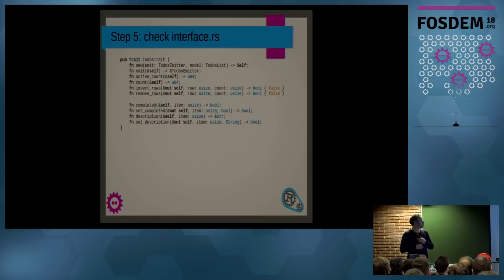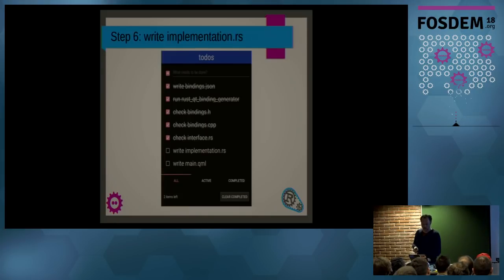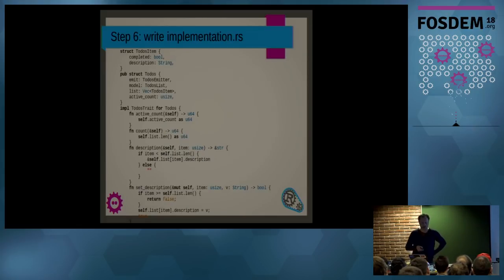There's functions for inserting rows, and here are the functions to get the value if number 1, 2, 3, or 5 is completed or not. And you can set it to be completed, or you can get the description or set the description. So, two items left. And this is the work that you will have to do when you write an application with Rust and Qt. So we need to implement the Rust part and the Qt part. So first, the Rust part.